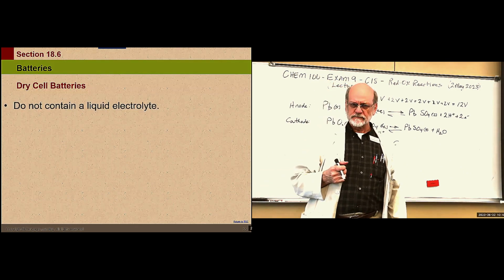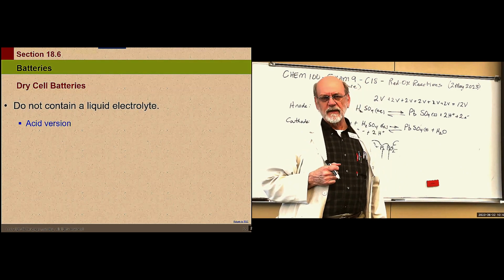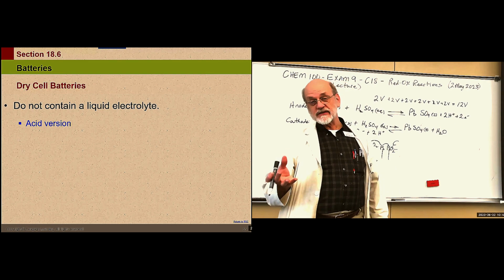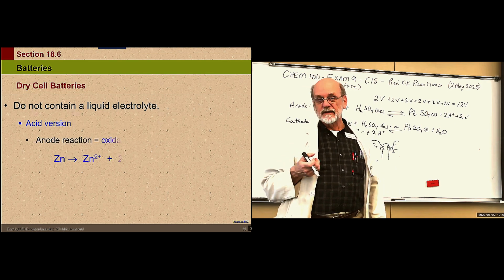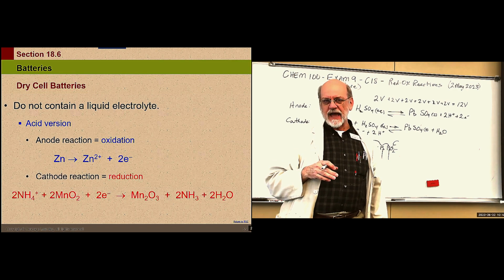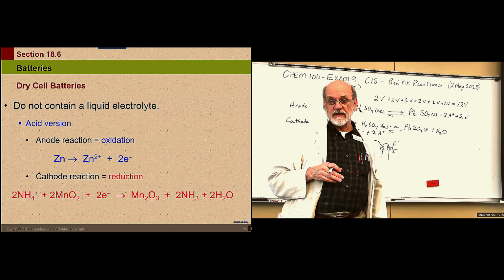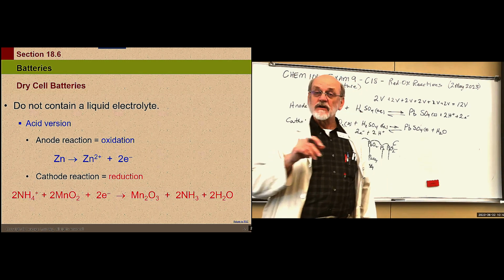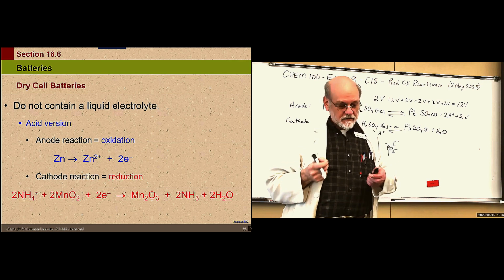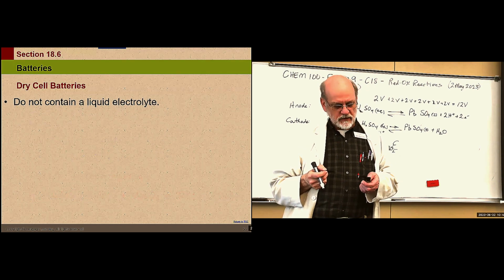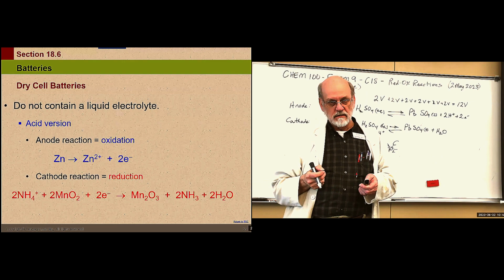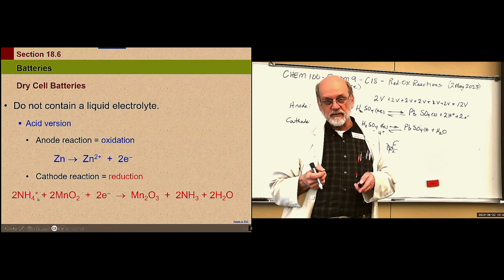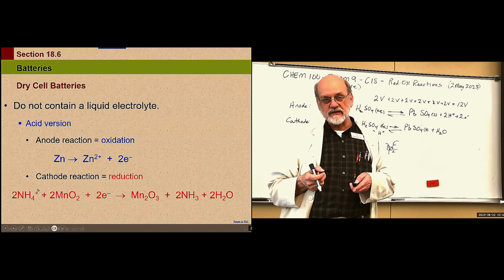There are other types of batteries, right? The kind that we put in our flashlights. There's an acid version and a basic version of the dry cell battery, right? And these are the half reactions. Notice that the acid version doesn't include free protons. The acid version has the protons here attached to that ammonia. So that's ammonium ion. There's where your acid is right there.